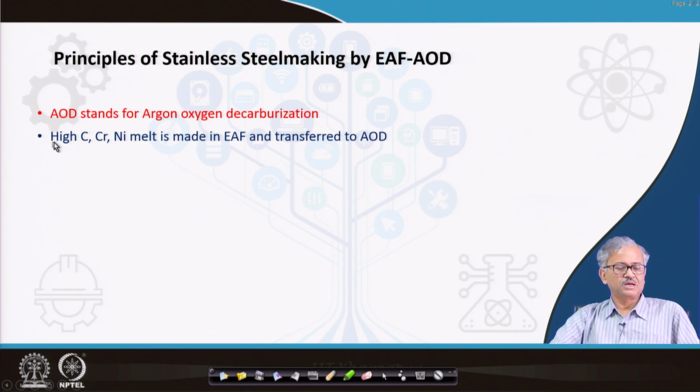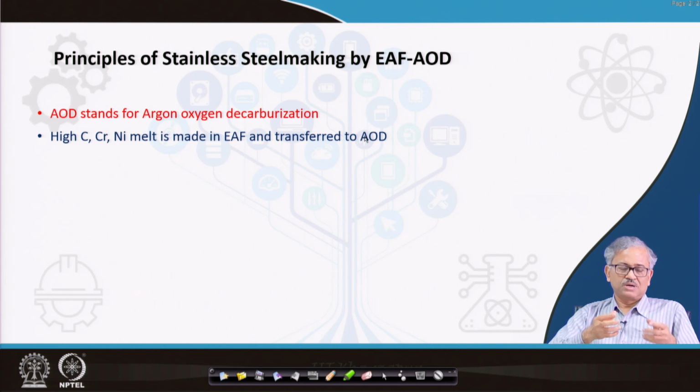So you first make a high carbon chromium nickel melt in the electric arc furnace, then it is transferred to the AOD, argon oxygen decarburization. Now think, what is the advantage of argon oxygen decarburization? What is the role of argon there? Argon basically dilutes the CO gas. During decarburization, CO is evolving, so you can dilute the CO gas with argon. As a result, the partial pressure of CO will decrease, and then decarburization will move in the forward direction, and you can carry out the preferential removal of carbon over chromium.